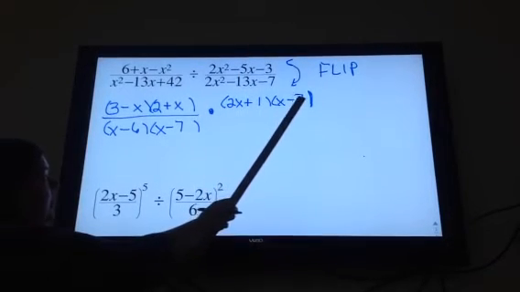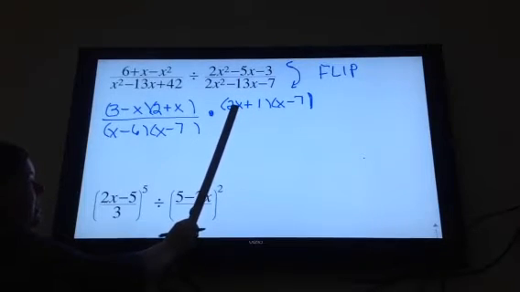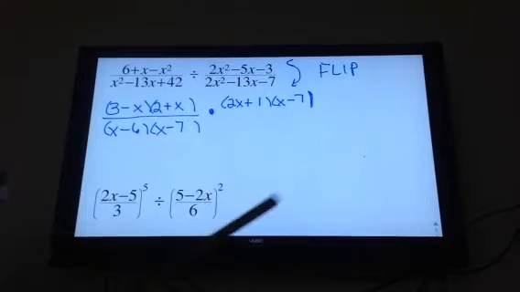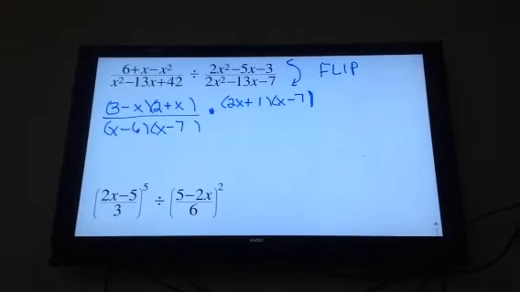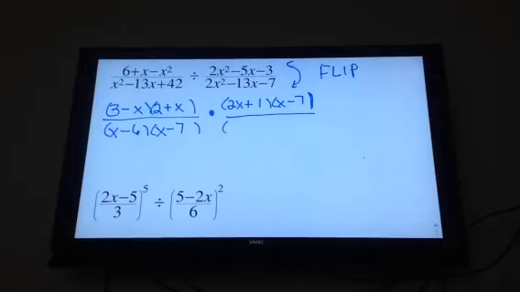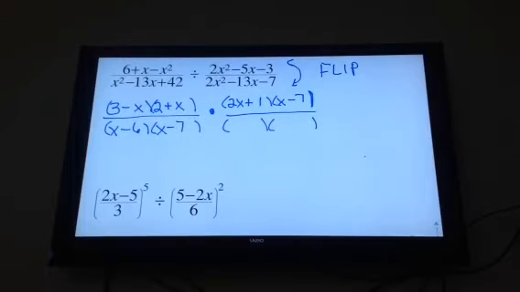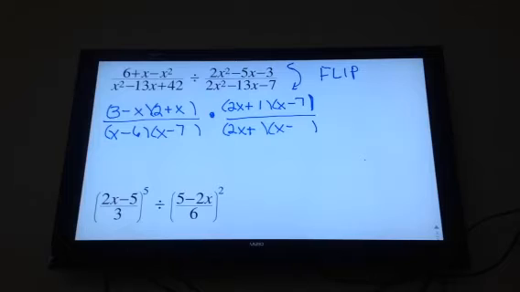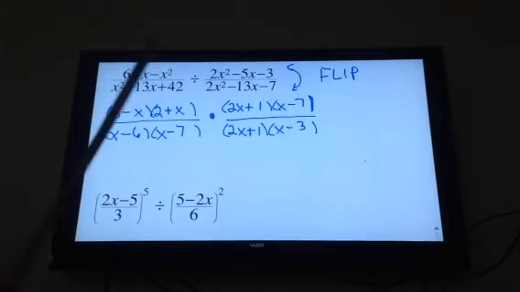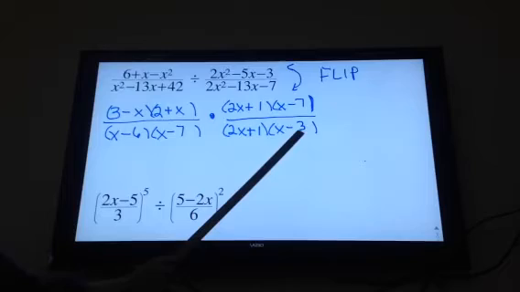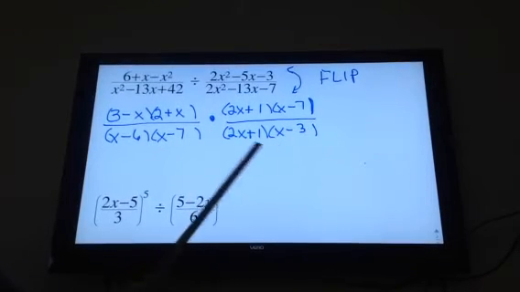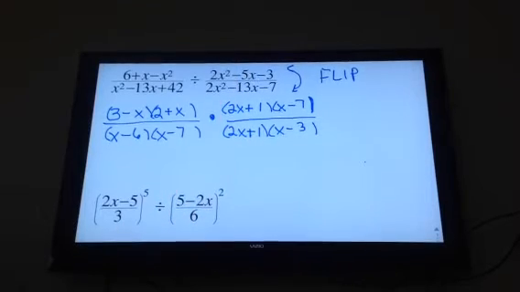Check yourself. Outer times outer, -14, +1, -14 and +1 give me my -13. So I'm good there. And my numerator, 2x squared, 2x times 1x, 1 of each sign, and then 3 times 1 is 3. Check yourself. Outer times outer is -6. Inner times inner is +1. -6 and +1 give me my -5, so I'm good.